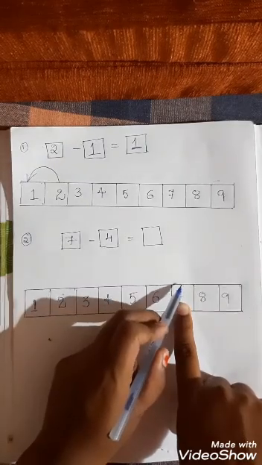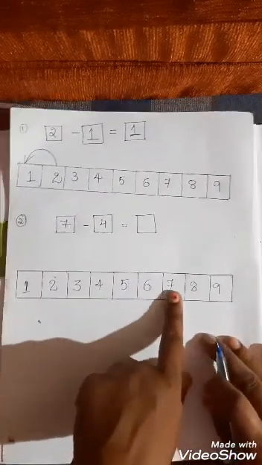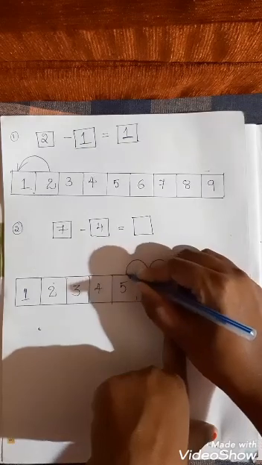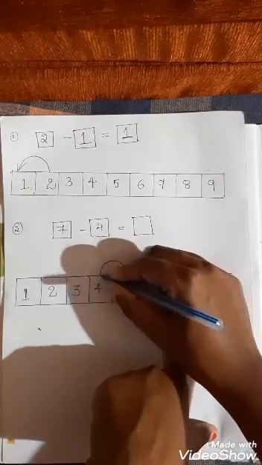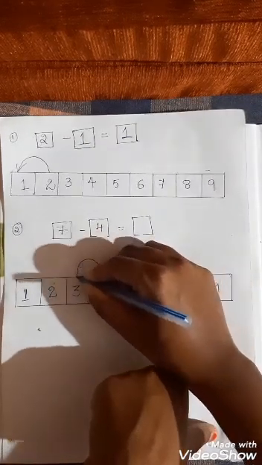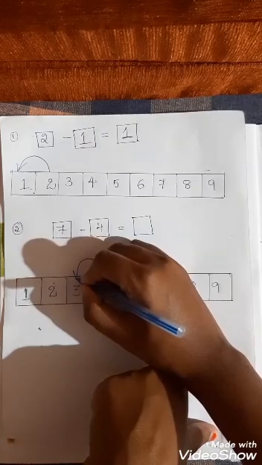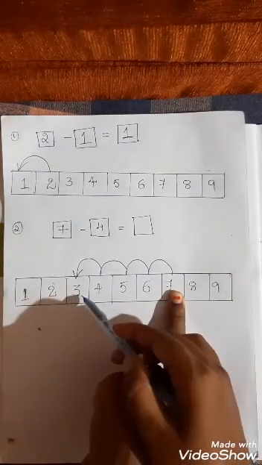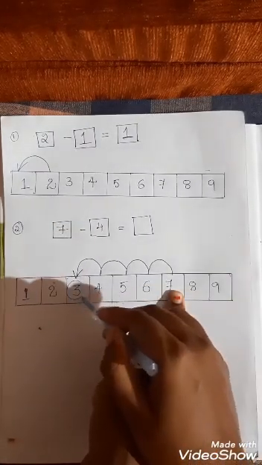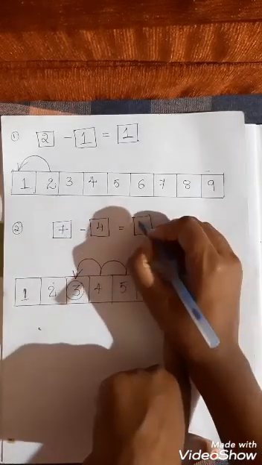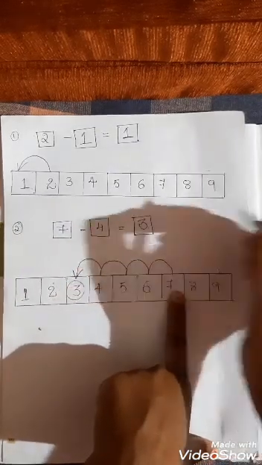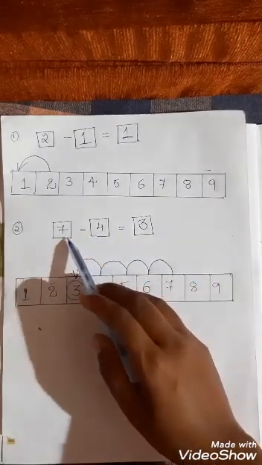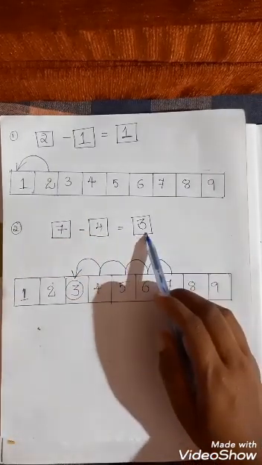So, 1 step, 2 step, 3 step and 4 step. Yes. When I move 4 steps backward, I reached at 3. That is number 3. So, your answer will be 3. Whenever you subtract 4 from 7, you will get answer as 3.